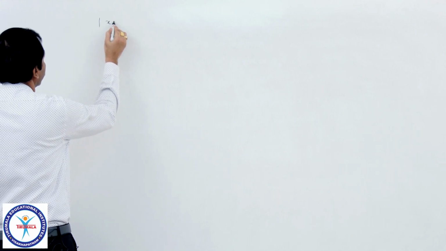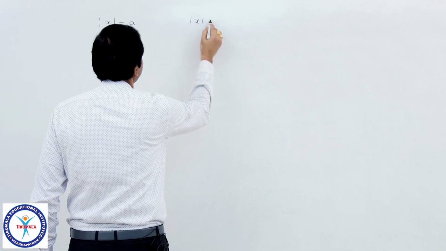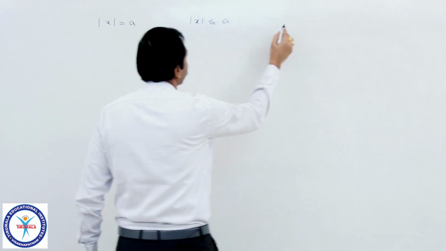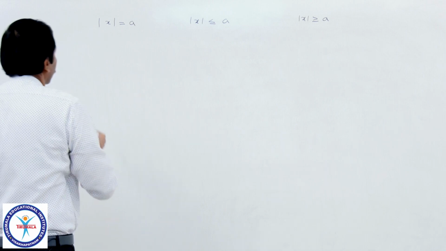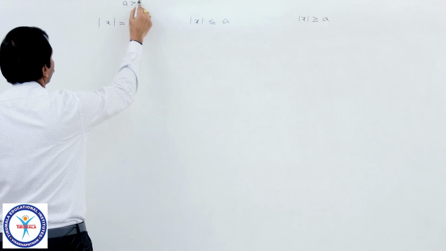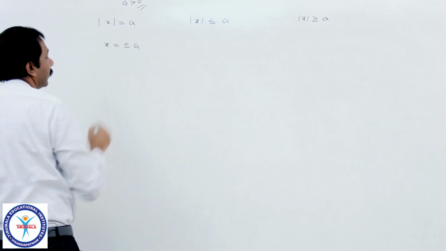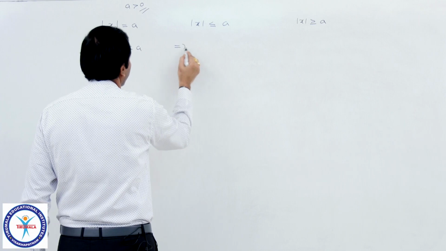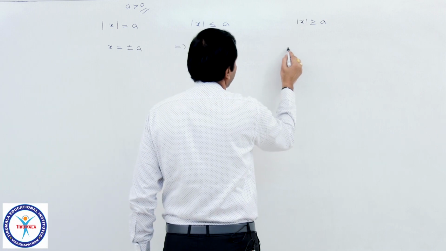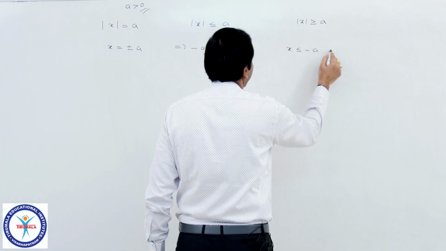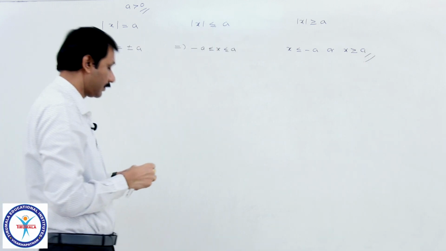In the last class we have seen mod x equal to a, mod x less than or equal to a, and mod x greater than or equal to a. When a is greater than 0, mod x equal to a means x equals plus or minus a. Mod x less than or equal to a means minus a less than or equal to x less than or equal to a. And mod x greater than or equal to a means x less than or equal to minus a, or x greater than or equal to a. We have seen these cases.